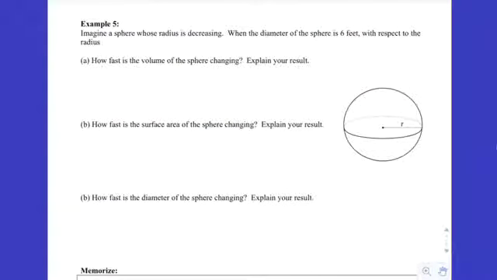All right. Imagine a sphere whose radius is decreasing. I don't know. Imagine a sphere whose radius is decreasing. When the diameter of the sphere is 6 feet, with respect to the radius, how fast is the volume of the sphere changing? Explain your result.